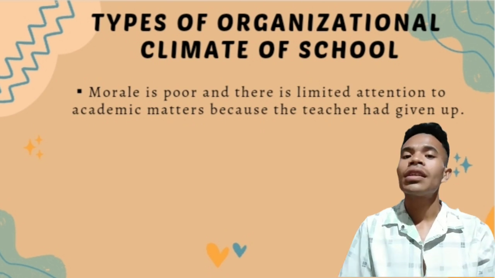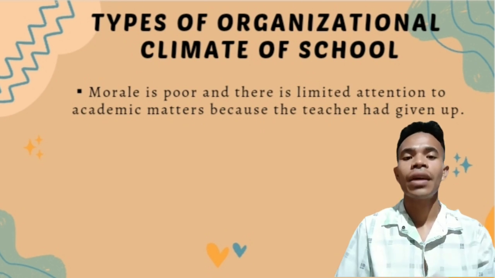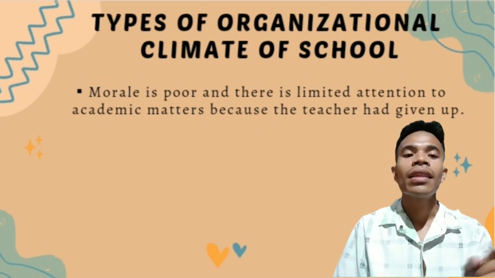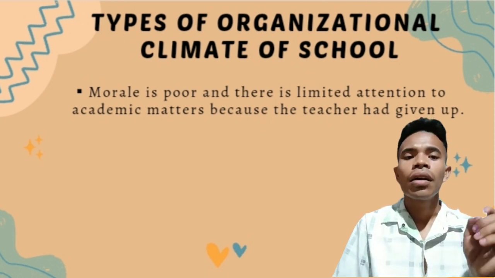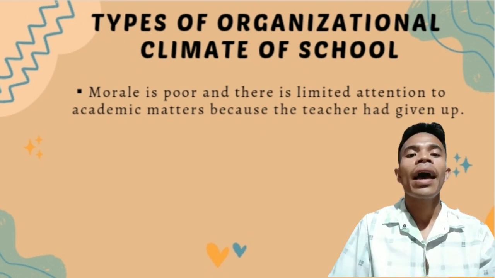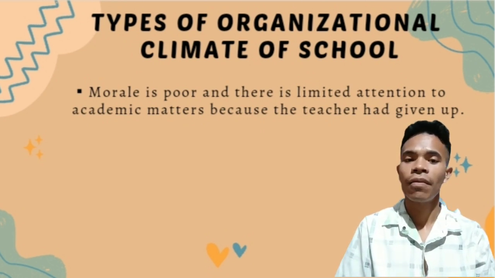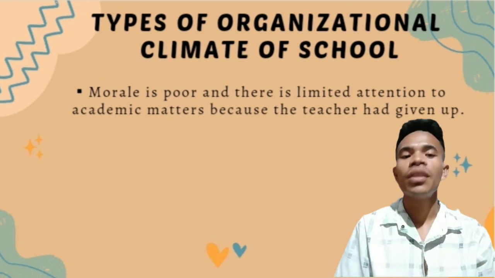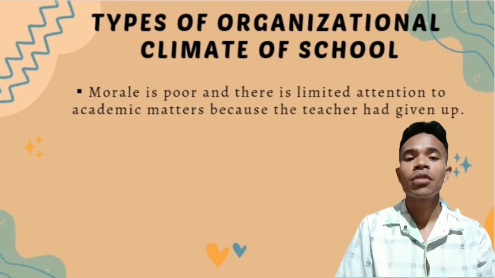Morale is poor and there is limited attention to academic matters because the teachers have given up. Meaning to say, the overall morale or motivation among teachers is low. They may feel discouraged, demotivated, or disengaged from their work. As a consequence, there is a lack of focus and attention on academic matters such as lesson planning, student progress, or providing quality education. The teachers' lack of motivation and feeling of giving up can further contribute to a negative atmosphere within the school.